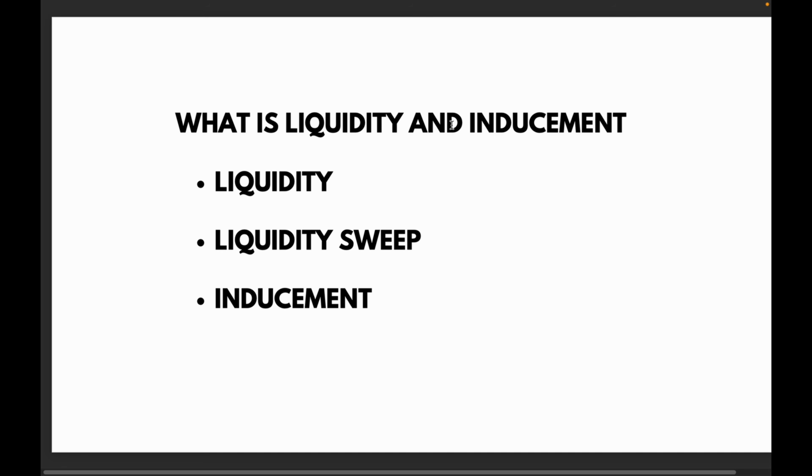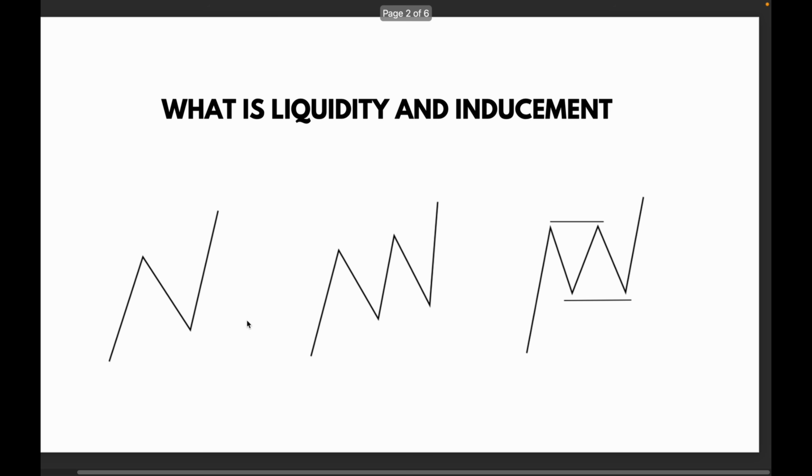So the topic we will be covering is what is liquidity and inducement, different kinds of liquidity, what are liquidity sweeps, what are the types of liquidity sweeps, and what is inducement. As we can see, there are three types of structure over here. First is single high-low liquidity. Second is trend line liquidity. Third is range liquidity.